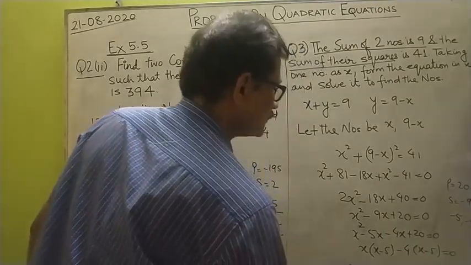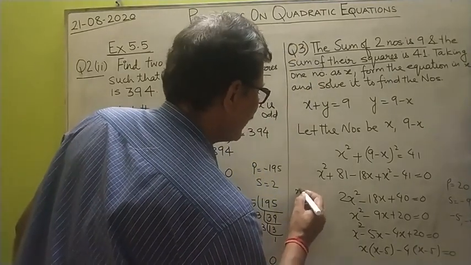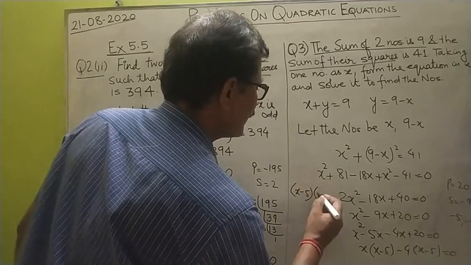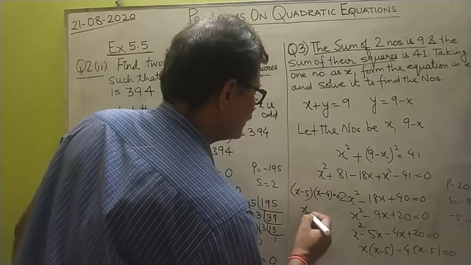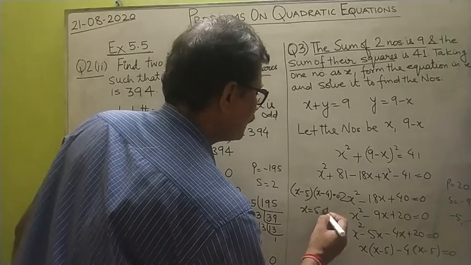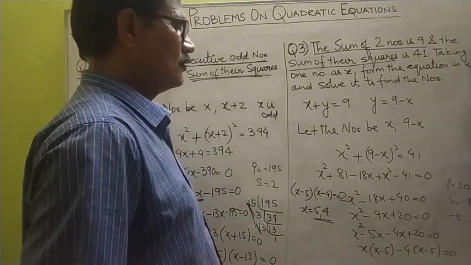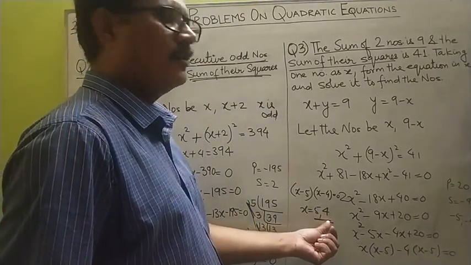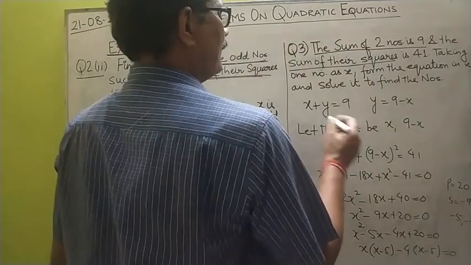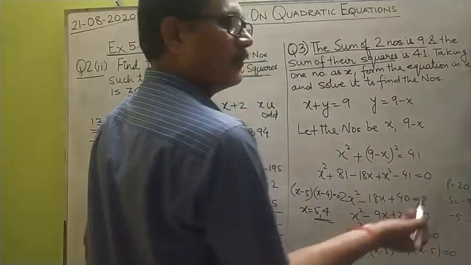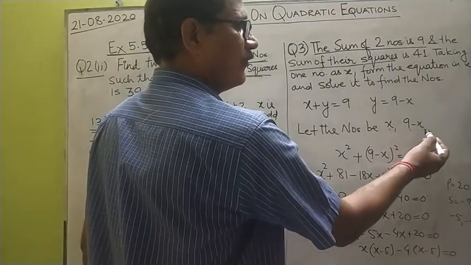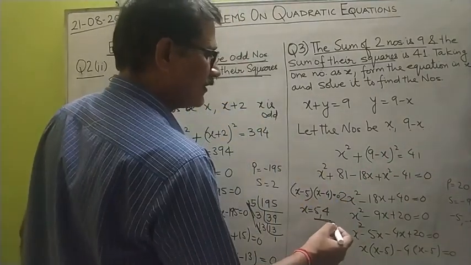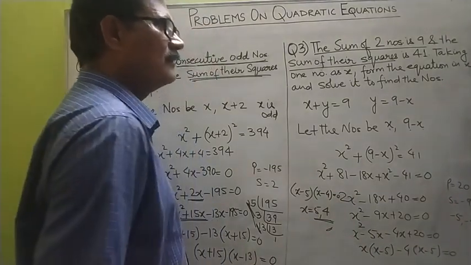So the solution of this equation will turn out to be x minus 5 times x minus 4 is equal to 0. So either x is 5 or x is 4. So the numbers are 5 and 4, because if x is 5, 9 minus 5 becomes 4. Okay, and if x is taken as 4, 9 minus 4 is 5. So the numbers are 5 and 4. Okay, this is the solution.